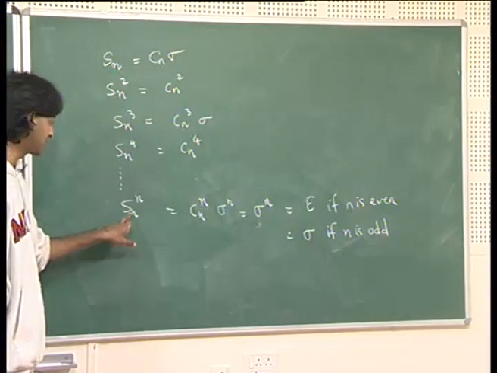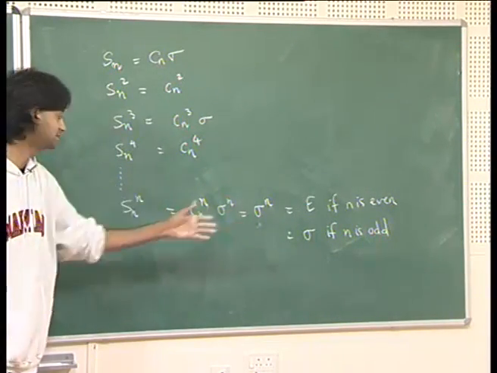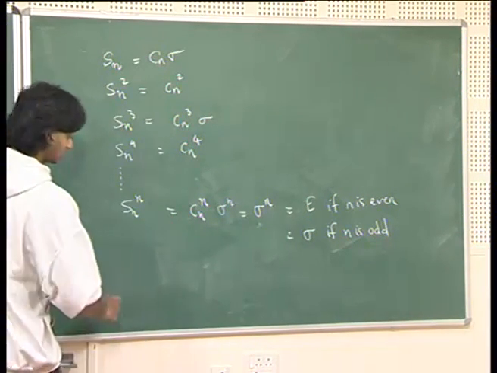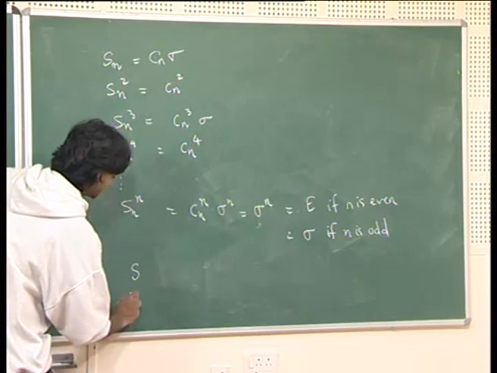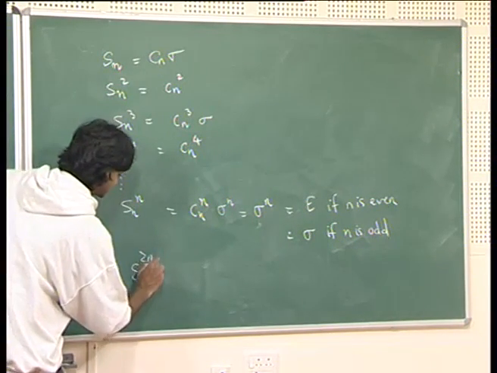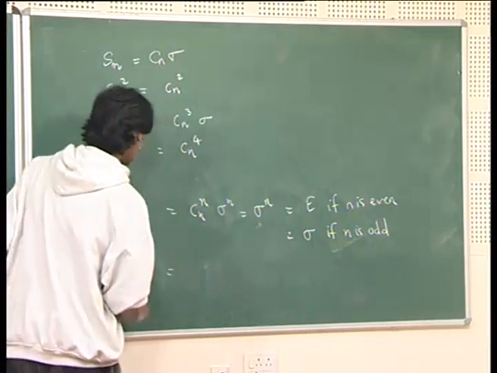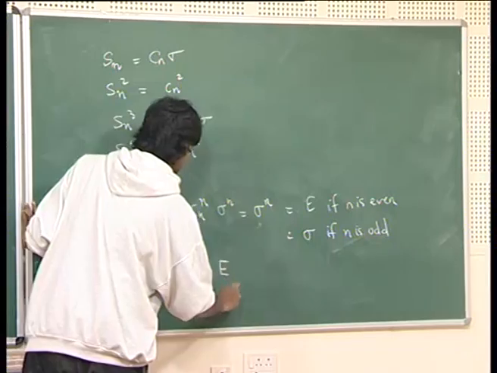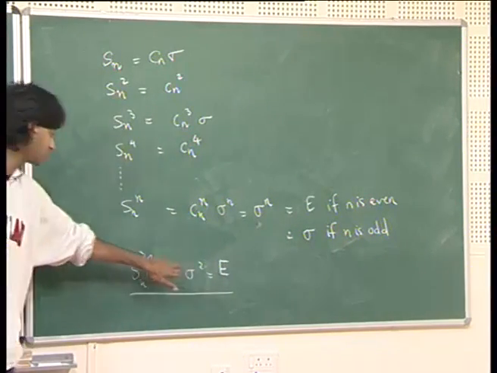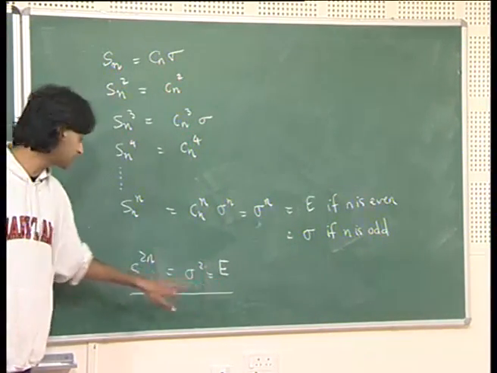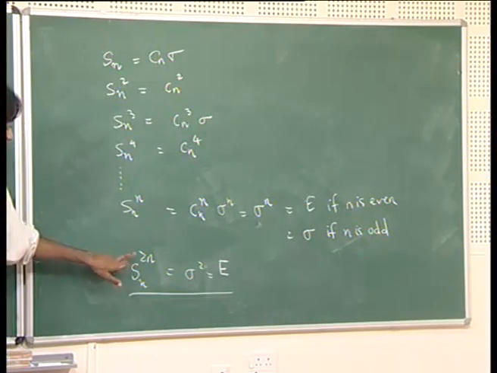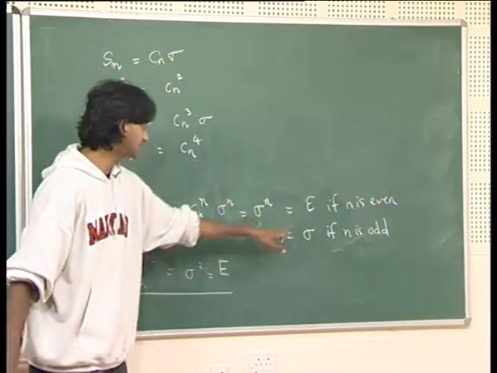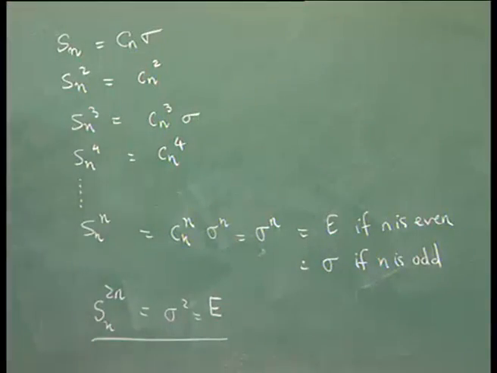So, if n is odd, S5 raised to 5 will give you sigma, S7 raised to 7 will give you sigma. But you can say without any problems that Sn raised to 2n is Sn raised to n square, that is sigma square, equal to identity. So, Sn raised to 2n is always identity, whether n is even or odd. Sn raised to n is identity if n is even, and sigma if n is odd.